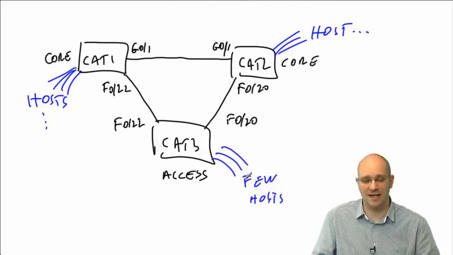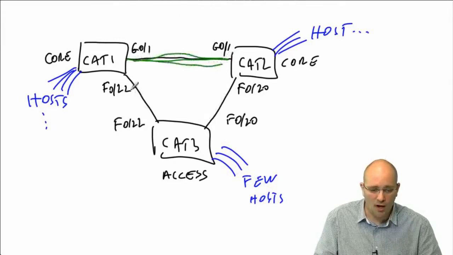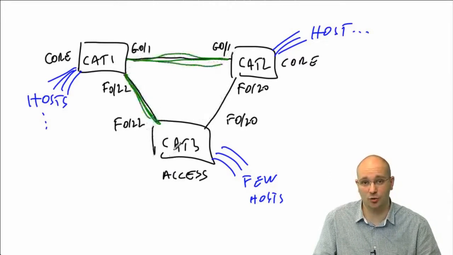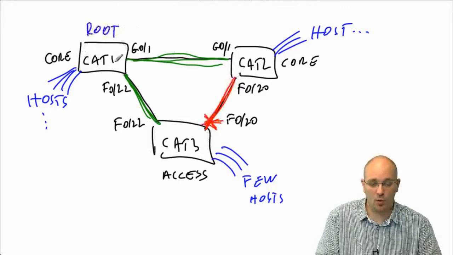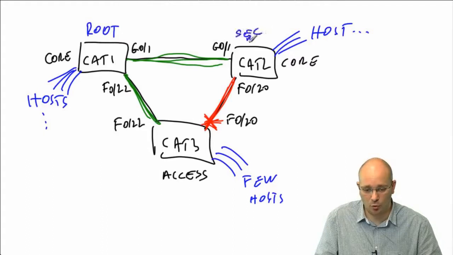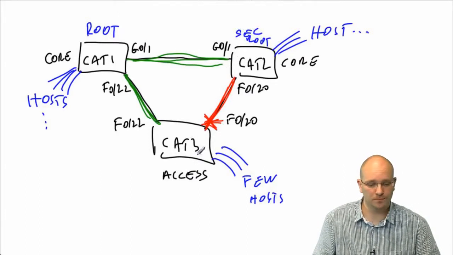In this network as it is, the preferred topology is to have a gigabit link here in a forwarding state and one of the 2 links between Cat3 and Cat1 or Cat2 forwarding and the other one blocking. So let's say that this is the topology that we want to have. If we want this topology, we need to ensure that Cat1 is the root, we need to ensure that Cat2 is the secondary root or the backup root for Cat1, and we need to ensure that Cat3 is the least likely to become the root.